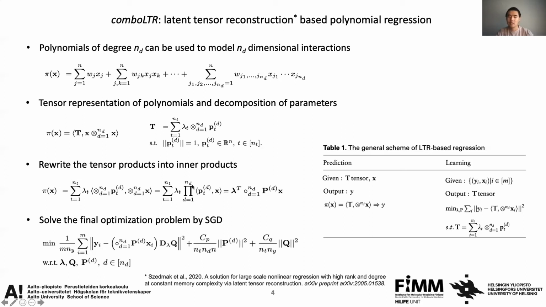And then to simplify the computation with tensors, we can rewrite the tensor representation into inner products and then into pointwise products. Then we learn the latent coefficient matrices P and the projection matrix Q from the training data. The matrix Q is used to project the predictions onto the output space to tackle vector outputs. And the final optimization is to minimize the squared loss of measured and learned outputs and regularizations on the coefficient matrix P and projection matrix Q.